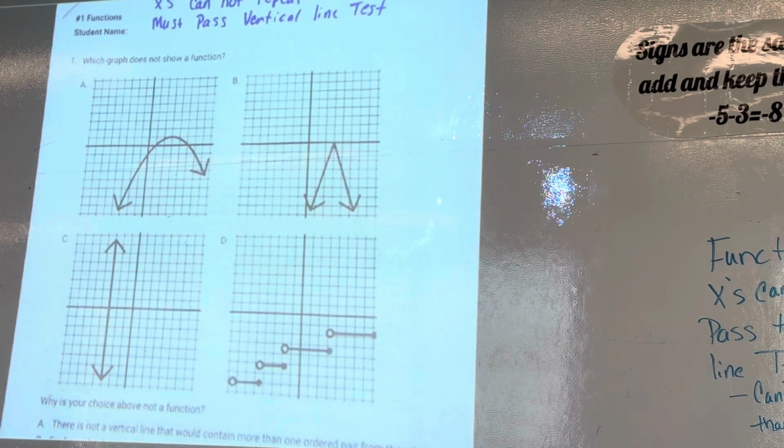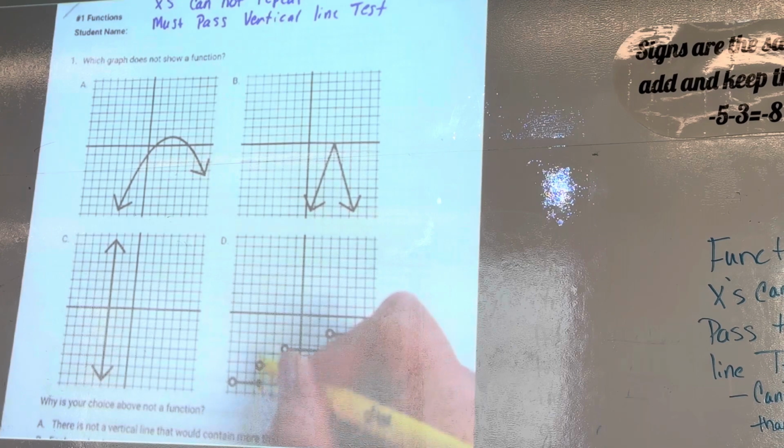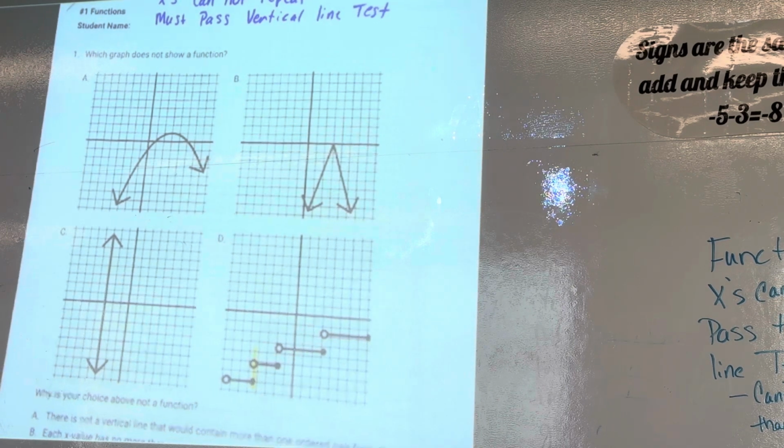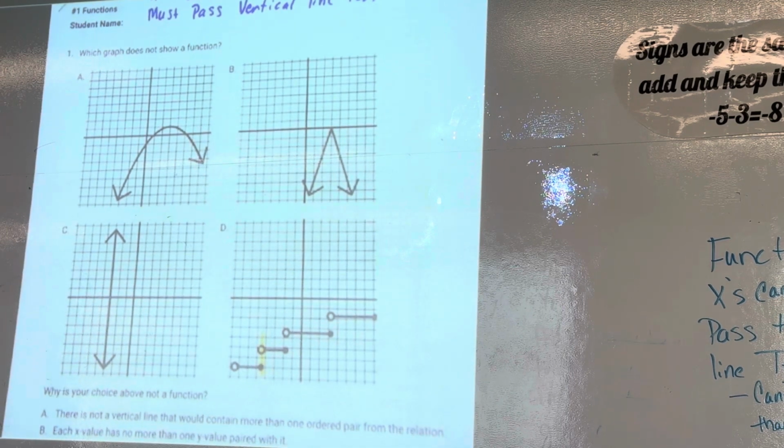But can't I draw a line from here to here, and doesn't it cross twice? Yes. So why doesn't that count? It wouldn't matter, it's an open and closed circle. Very good, the open and closed circle. So yes, my answer is C.